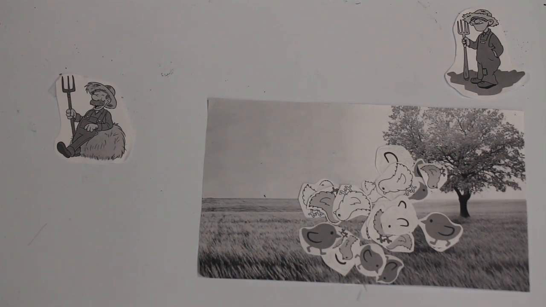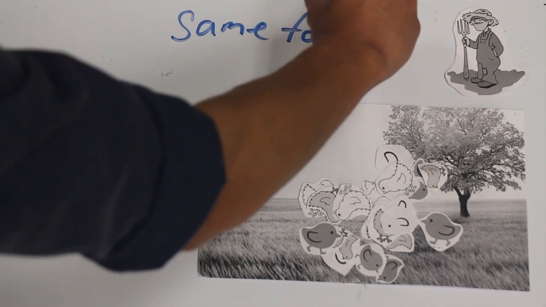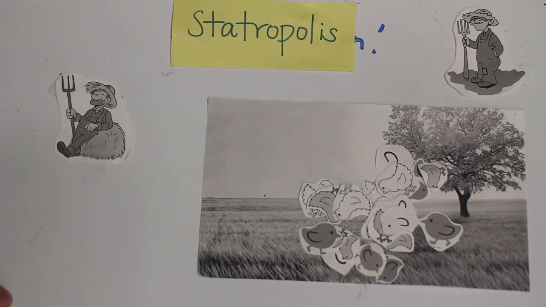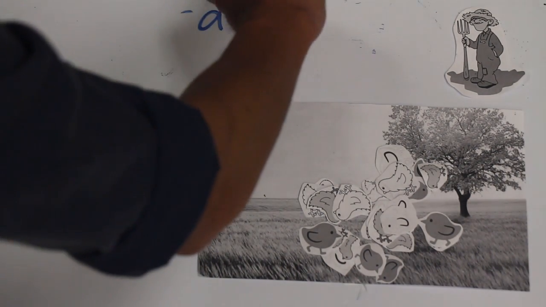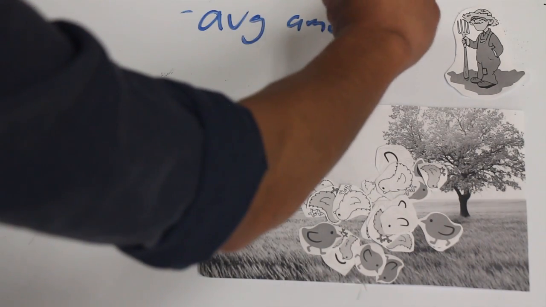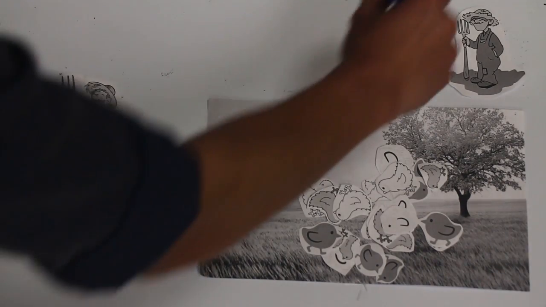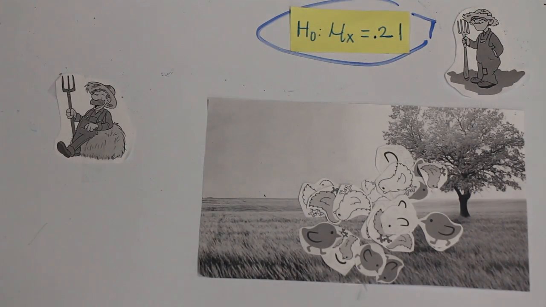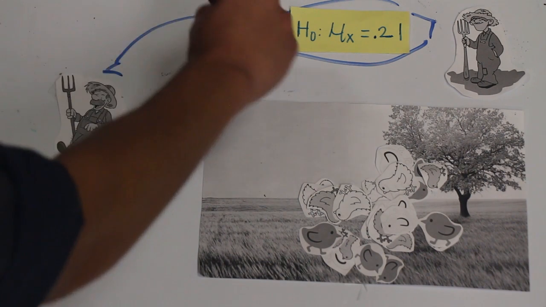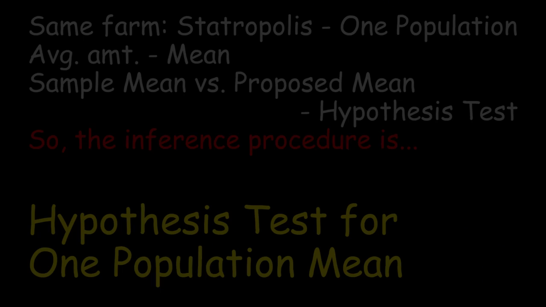First, in this case, Richard and Sam refer to the same farm, Strapolis. So, this case is one population. Then notice the words average amount, meaning the numbers are involved, so we use mean. This is a hypothesis test because Sam picks a sample of how much feed chicken eat per day compared to the proposed mean, checking if he should reject the null hypothesis.